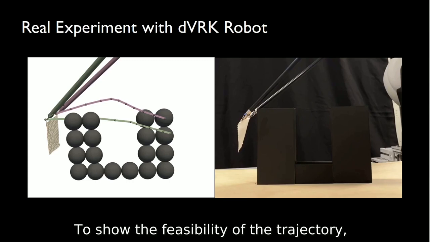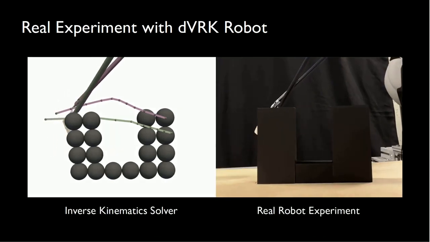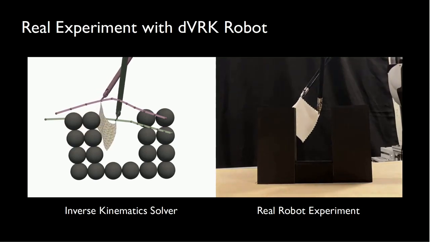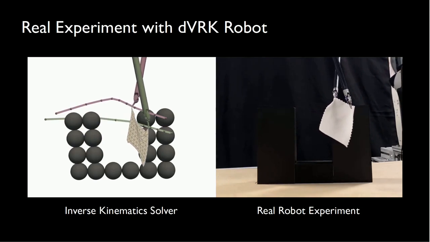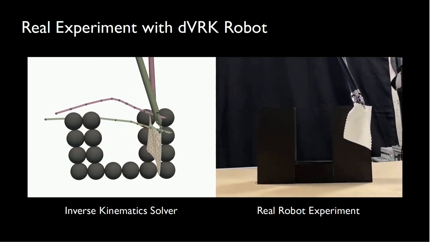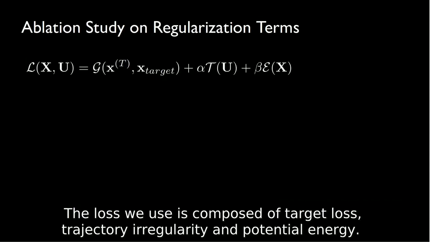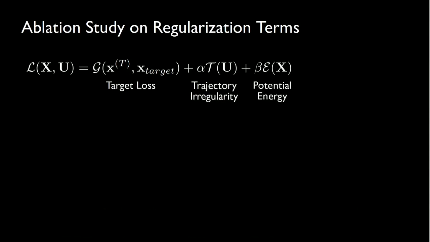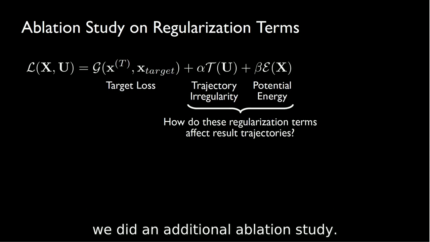To show the feasibility of the trajectory, we feed it to an IK solver and test it on a dVRK robot. The loss we use is composed of target loss, trajectory irregularity, and potential energy. To understand how these regularization terms affect the resulting trajectories, we did an additional ablation study.